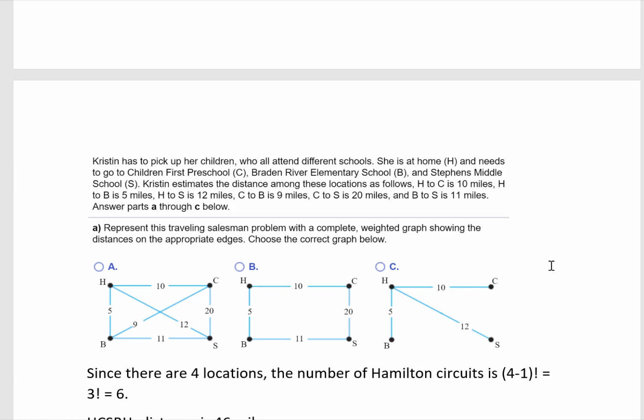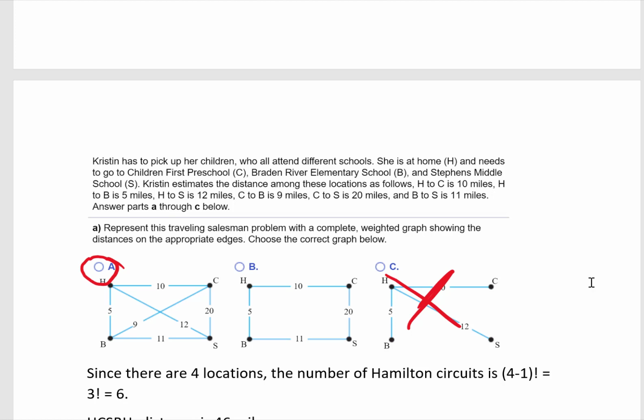But then if you notice, graph C only shows a third distance between home and it doesn't show the others. So we can eliminate graph C. And likewise, we can eliminate graph B because it doesn't show the distance between home and the Stevens Middle School across the center there. So the correct graph is graph A. There's the complete weighted graph.